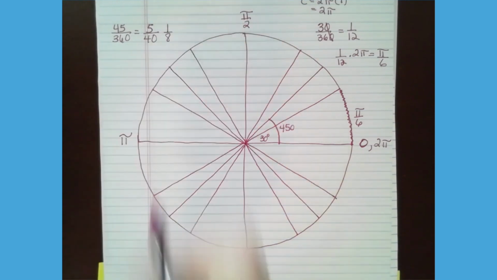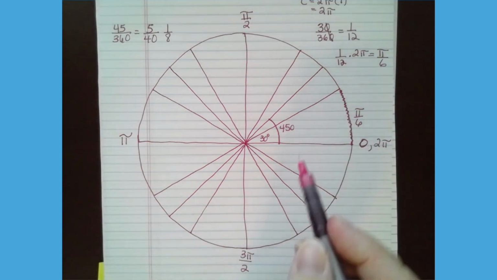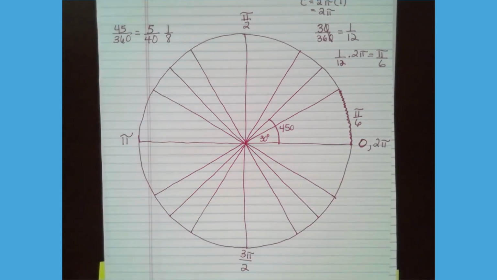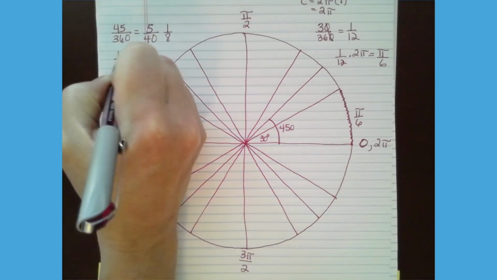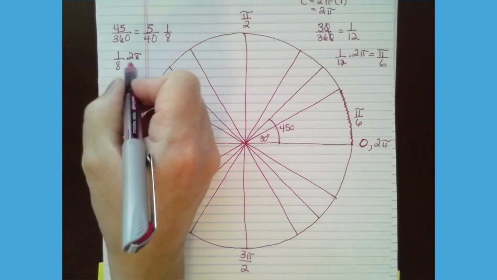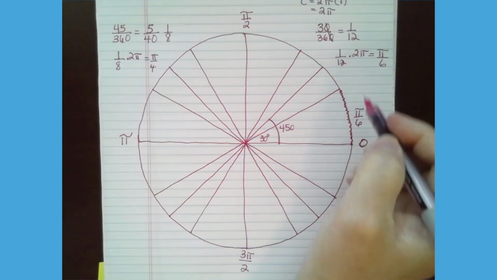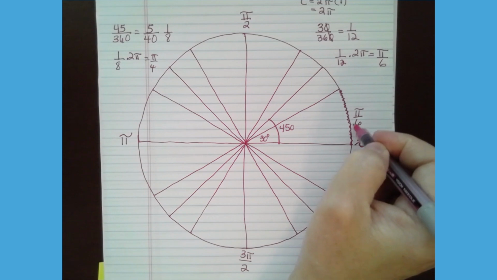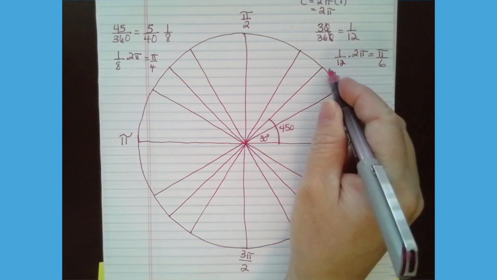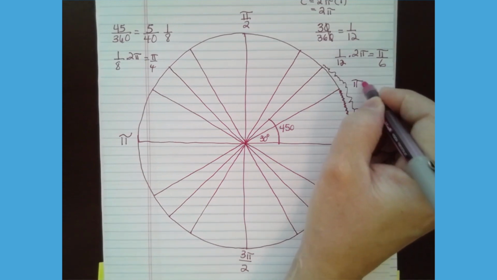So see, 45 is an eighth of the circle because there's 8 groups of 45 all the way around the circle. So I need an eighth of 2 pi, and if you cancel the 2 and the 8, you get pi fourths. So now I'm looking at this whole section right here all the way to there, and that is pi fourths.